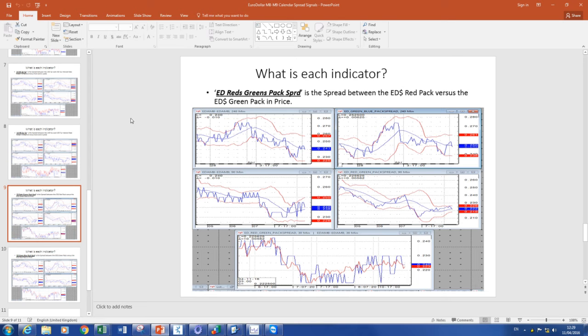What I've done here is I've created a reds greens pack spread in price. Now it's important to mention that because the EuroDollar pack spreads and packs and bundles on the CME are actually priced in net change. So they work out what the previous, or they have this previous settlement, and they calculate how much the price is right now from that previous settlement. So everything's in net change, which is okay on the day, right?